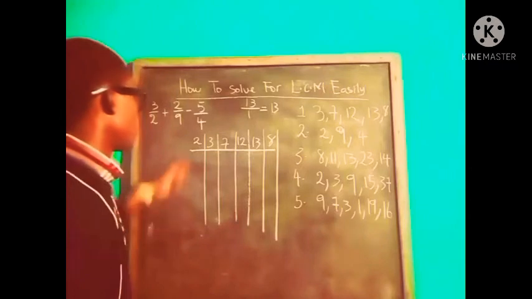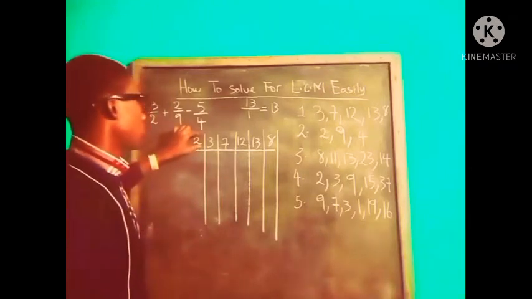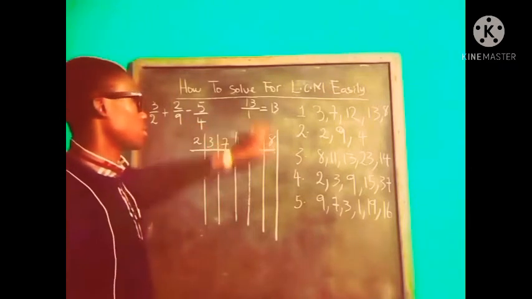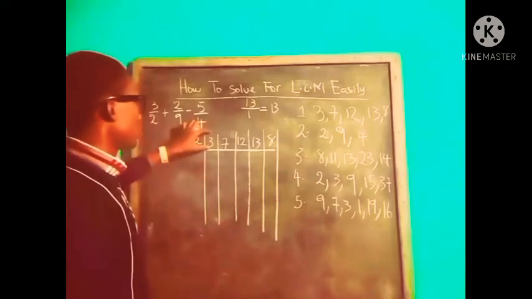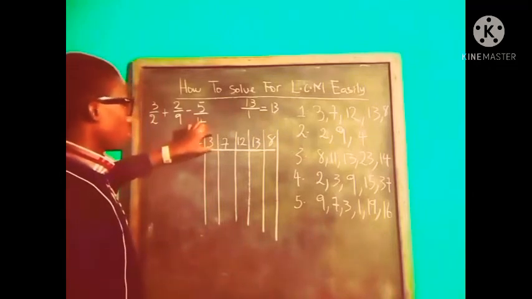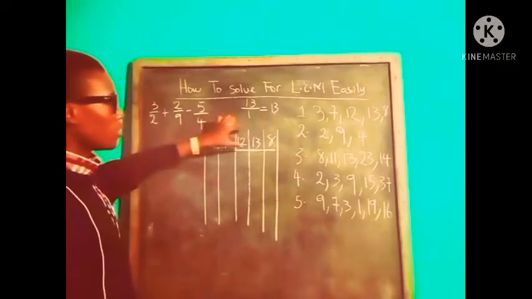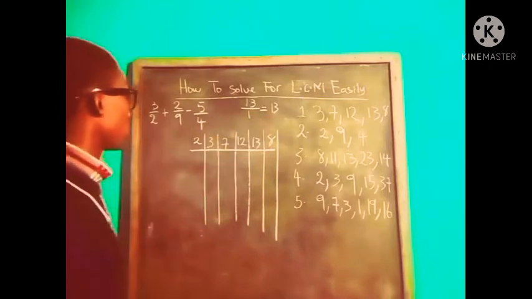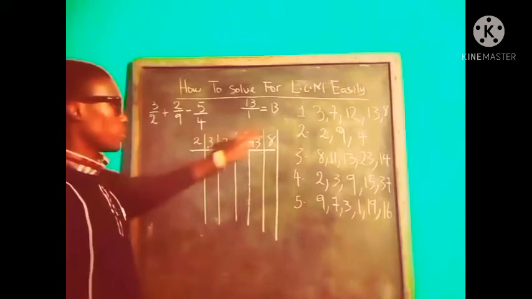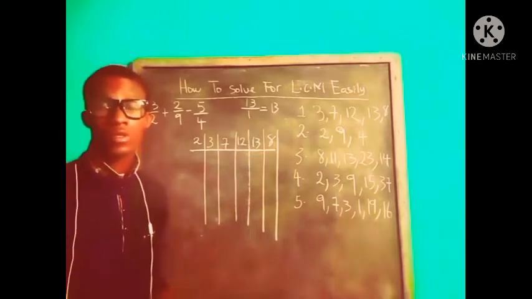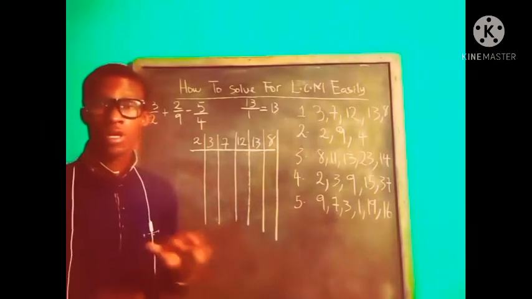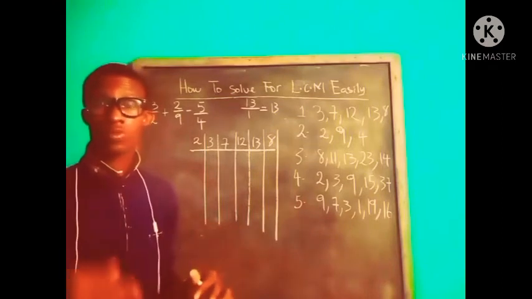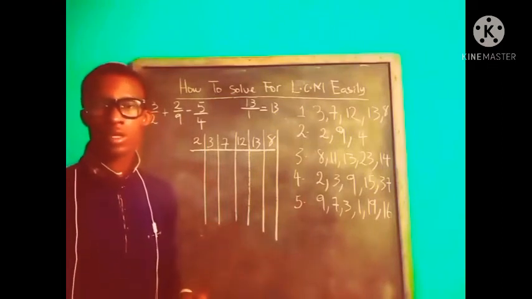Like we have over here, 2. We are going to use 2 to divide 3, 7, 12, 13, 8. But at this point, 3 is a prime number, 7 is a prime number, 12 is not, 13 is a prime number, and 8 is not. Therefore, we are going to use 2 to divide 12 and 8. When we use 2 to divide 12, there will be no remainder. When we still use 2 to divide 8, there will still be no remainder.